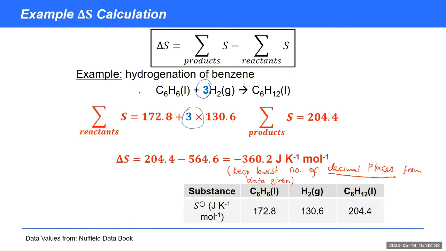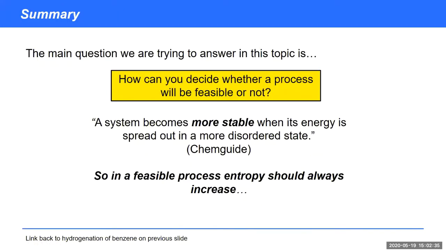Right, we are almost there. So remember, the main question that we're trying to answer in this topic is, how can you decide whether a process will be feasible or not? Now, what we've done in this little section on entropy is that a system becomes more stable when its energy is spread out in a more disordered state. So in a feasible process, entropy should always increase. And that is known as the second law of thermodynamics.